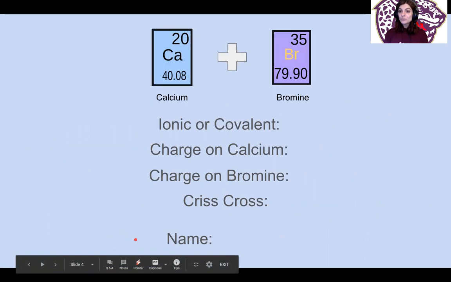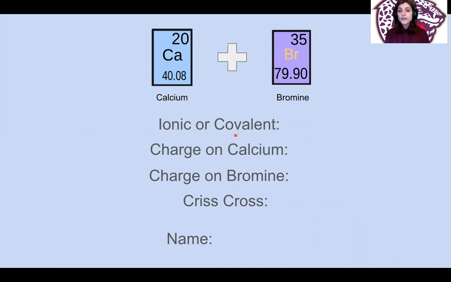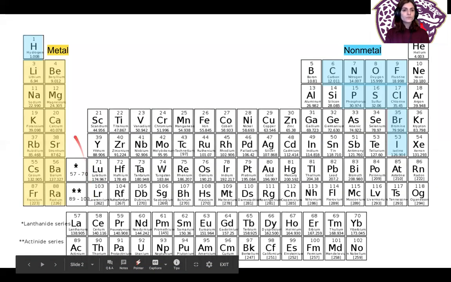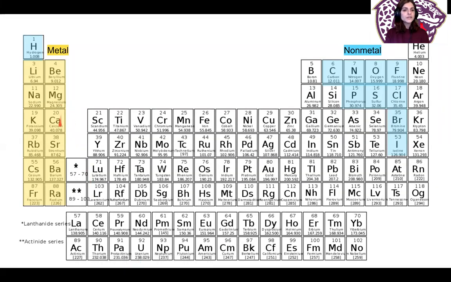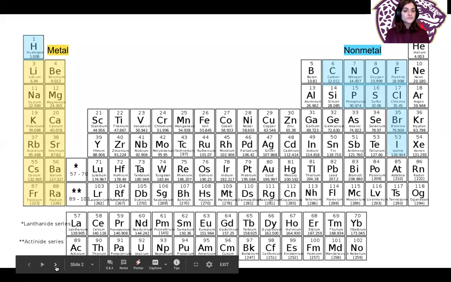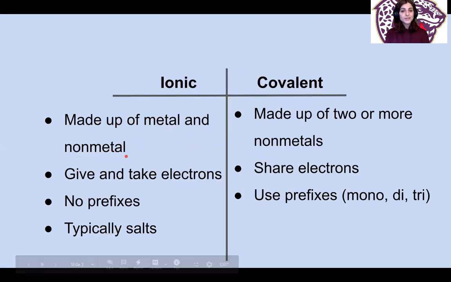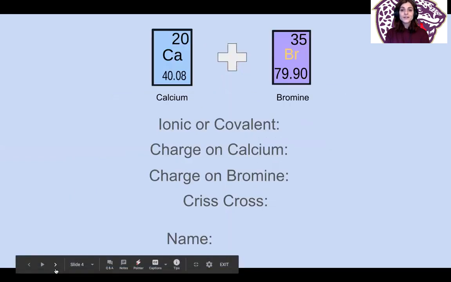So I've got a little sample problem here for y'all. So I've got calcium and bromine. So I've got this first question. Is it ionic or covalent? Well, let's go back to our periodic table. We've got calcium. Calcium here is a metal. And then bromine over here is a non-metal. So going back to our T-chart, made up of a metal and a non-metal, that's an ionic compound.